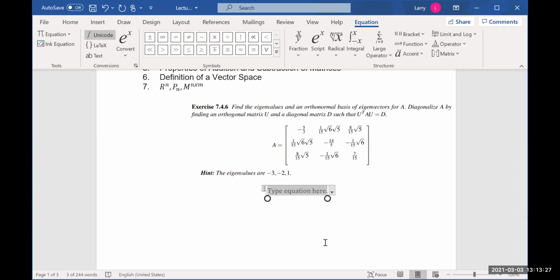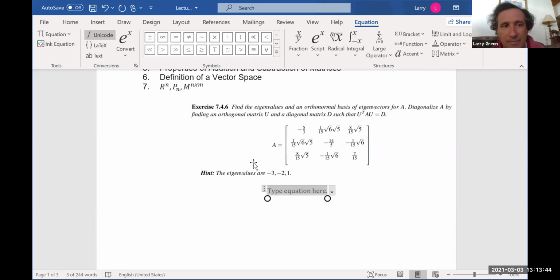Put them into A minus I times lambda. Exactly. We're going to go A minus lambda I. And let's just start with -3. Just do them in order. So that means we're going to subtract -3, which is add 3 along the diagonals. Any questions on that? So let's go and do that. And let me make a matrix out of it.